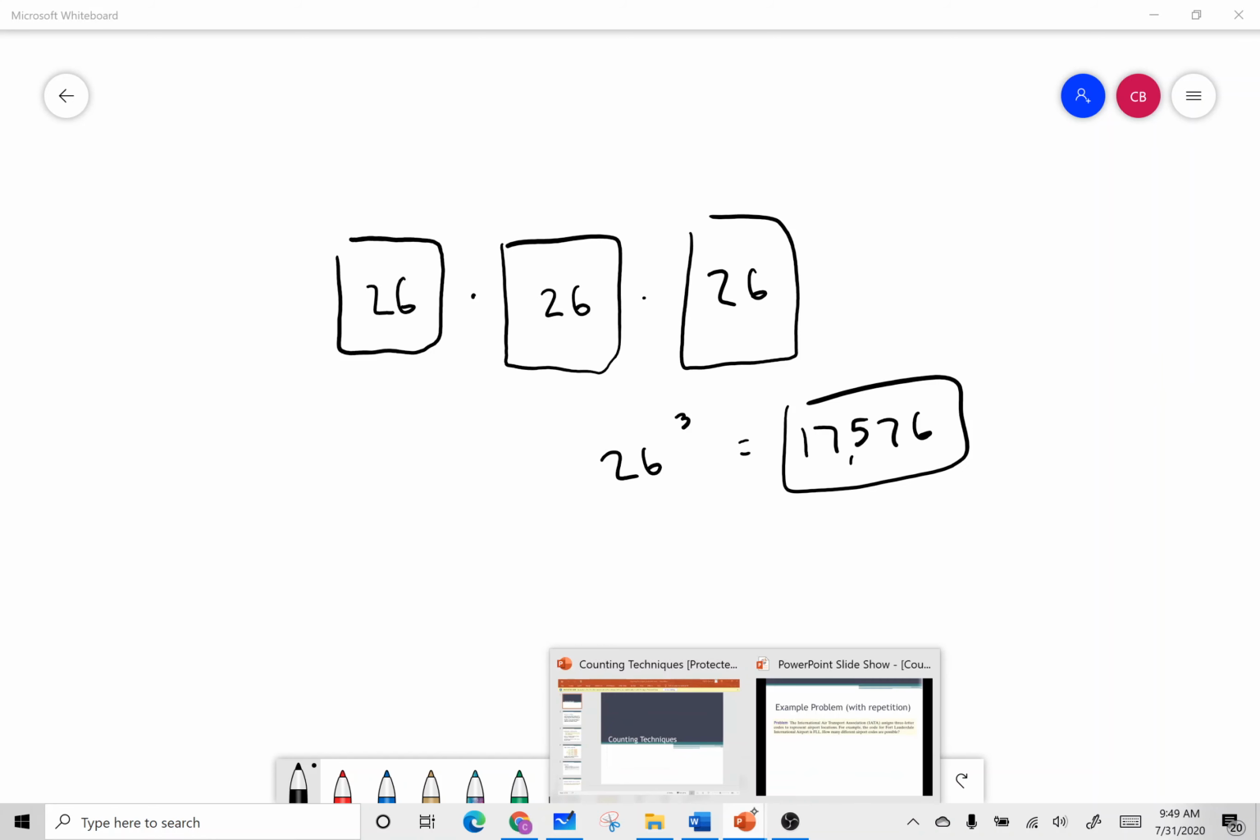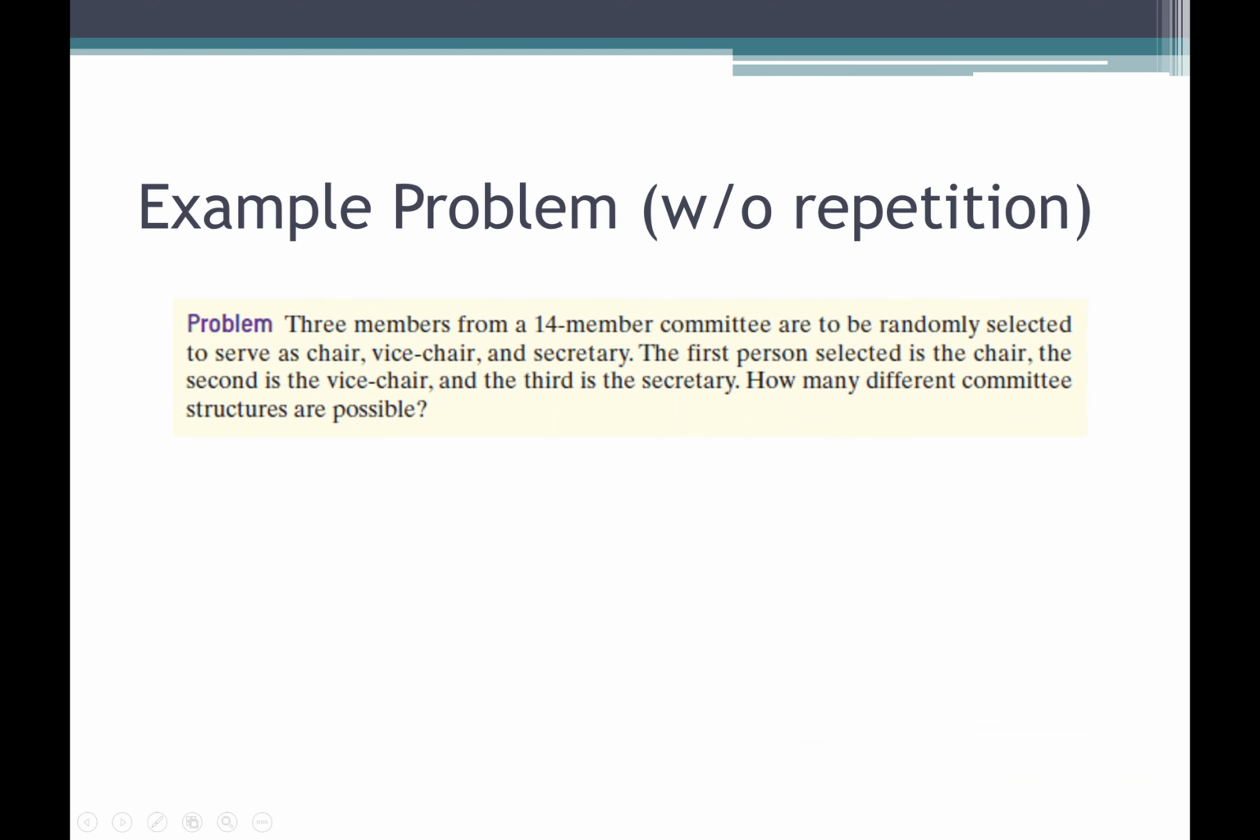So, I hope that makes sense. Obviously, it would be a different problem if there was no repetition, so let's look at one without repetition. So we have 3 members from a 14-member committee who are to be randomly selected to serve as chair, vice chair, and secretary. The first person selected is the chair, the second person is the vice chair, and the third person is the secretary. How many different committees are possible with 14 people?